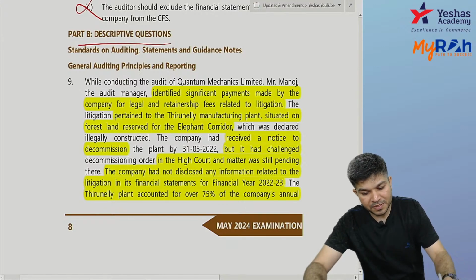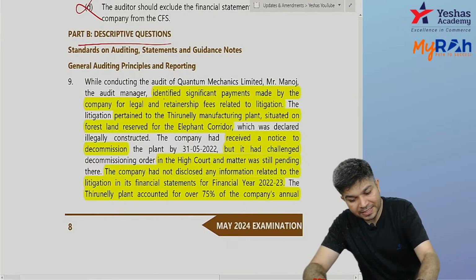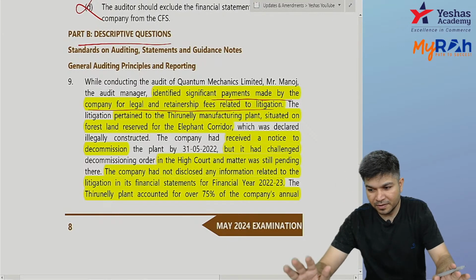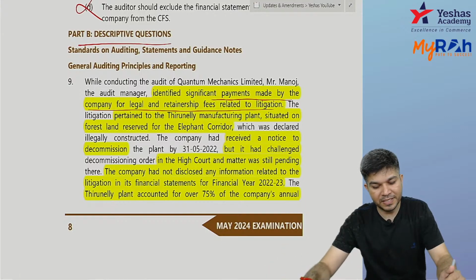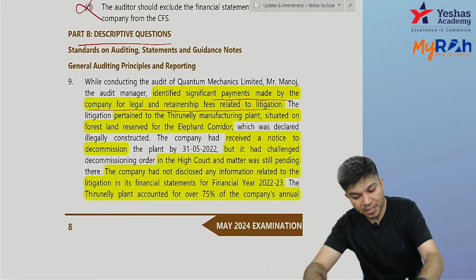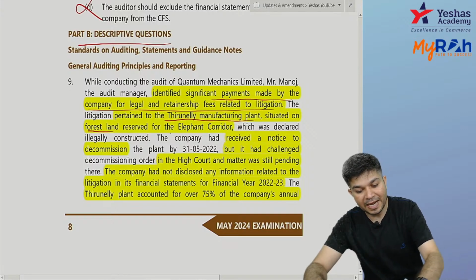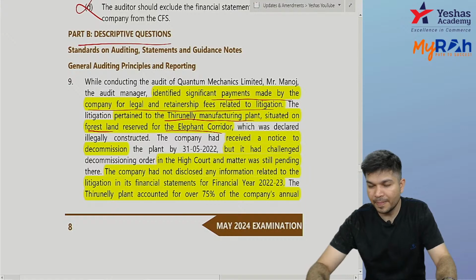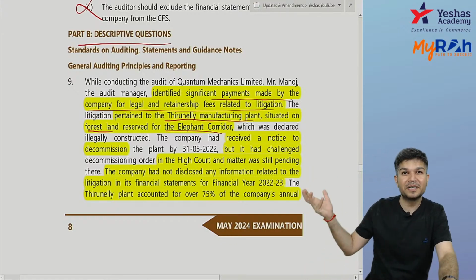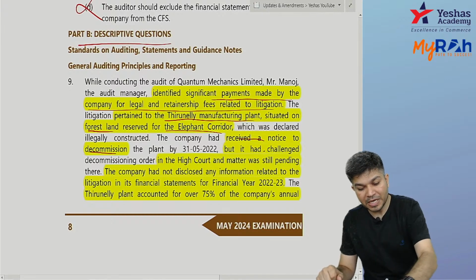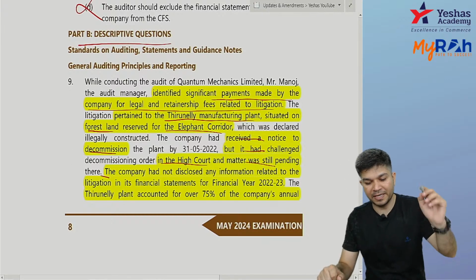General auditing principles and reporting, we have a question. You identified significant payment made by the company for legal and retainer fees related to litigation. Okay, huge payments are done for professional fees related to litigation. It is related to what? Tirunelli manufacturing plant, situated in forest land which was for an elephant corridor. Oh, we have a plant which is in forest area. That's the trouble. We have received a notice for decommissioning. We have challenged it in High Court, but the matter is still pending.